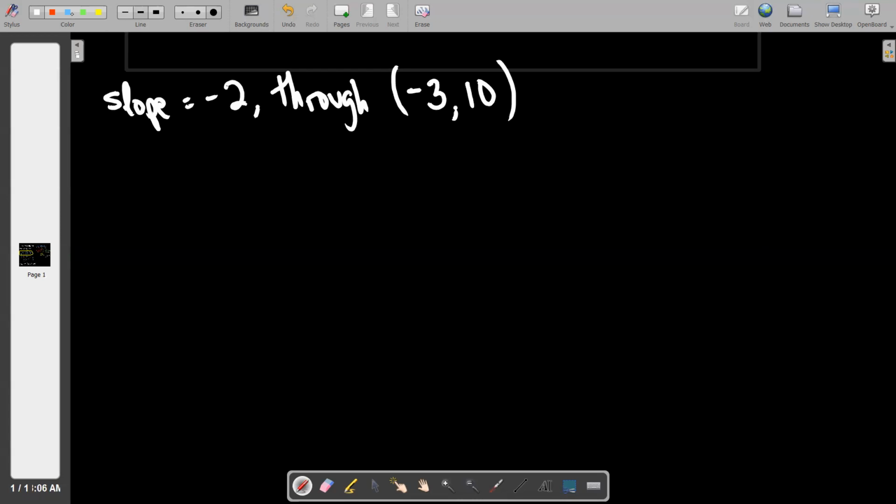So I'm going to begin by writing y minus. And what am I going to do? Y minus what? 10. Very good. And then I'm going to put equals. And what am I going to put next? -2. And then I'm going to open a set of parentheses, and I'm going to put x minus what? It would be -3. So I would put, very good.